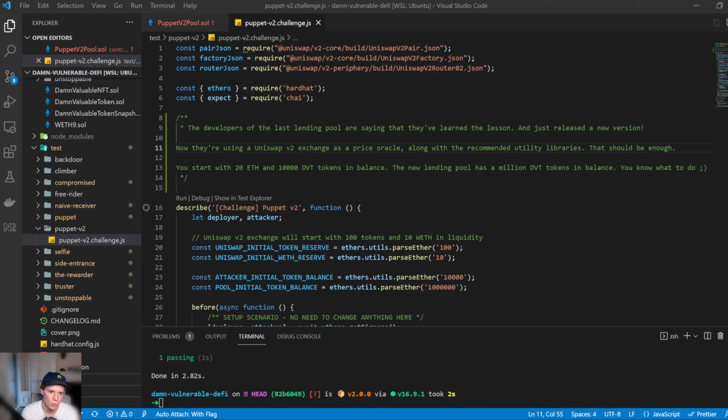Hello and welcome to the next video where we take on challenge number 9, or is it 10? I don't know, 9 or 10, whatever it is, from Damn Vulnerable DeFi. And this one is called Puppet V2. The reason it's called Puppet V2 is because it's utilizing Uniswap V2 liquidity pools.